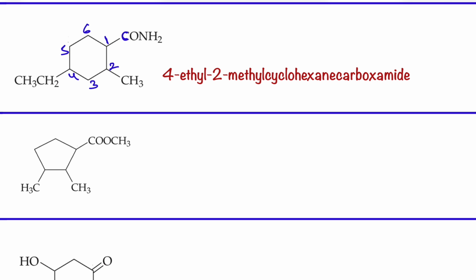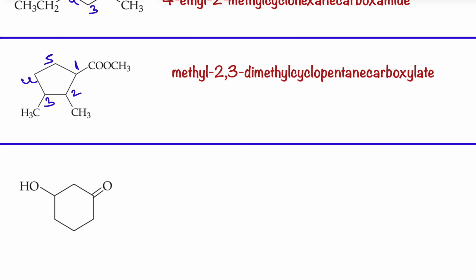Here you have an ester functional group. So this is the first carbon, second, third, fourth, fifth. So this should be indicated first. So methyl 2,3 dimethyl cyclopentane 1 carboxylate. You just observe the name.